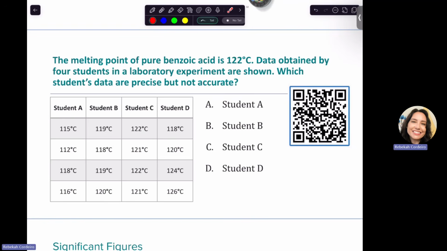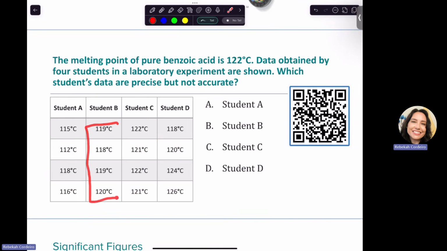So if we look for somebody that's precise, it's going to be answers that are close together, but not accurate is we don't get 122. It looks like student C is the most precise and the most accurate because they're close to 122 and these numbers are close together. Here in student A, it's not very accurate. It's also not precise. These numbers are not very close together, relatively speaking.